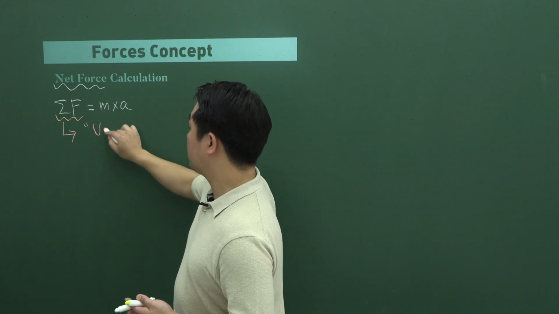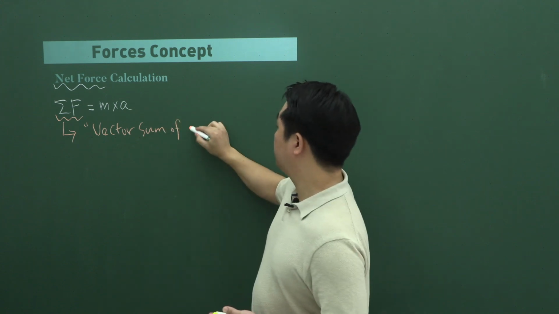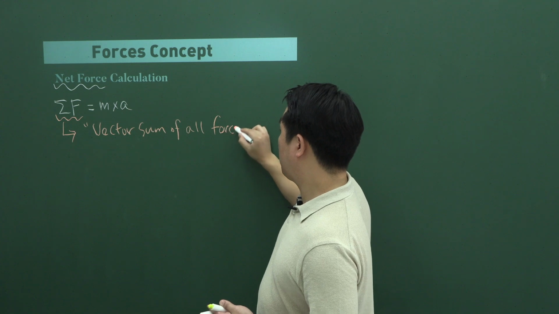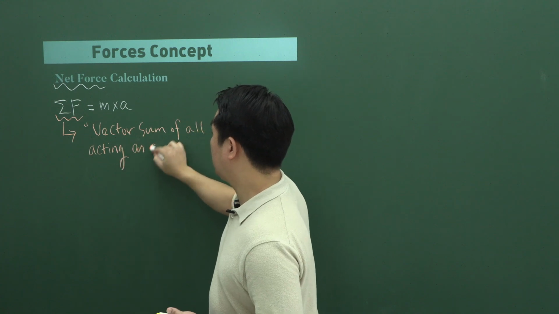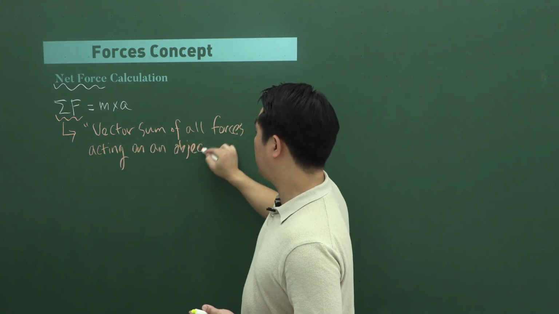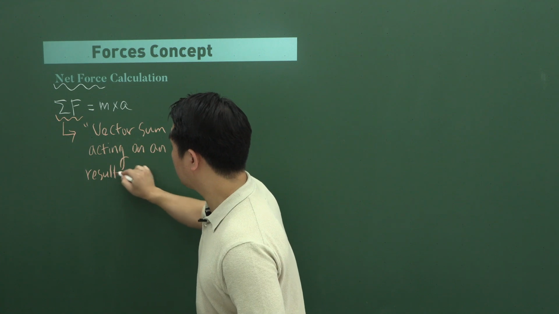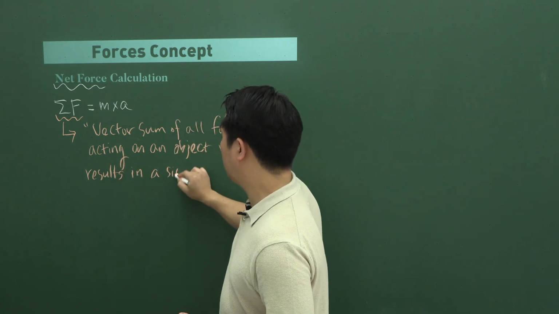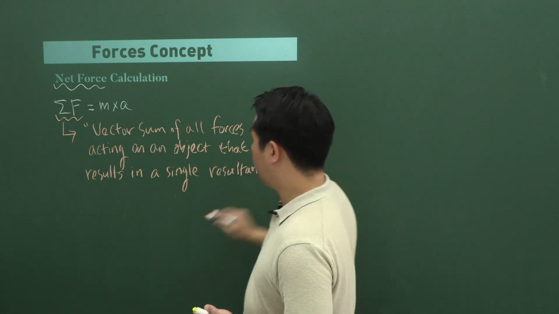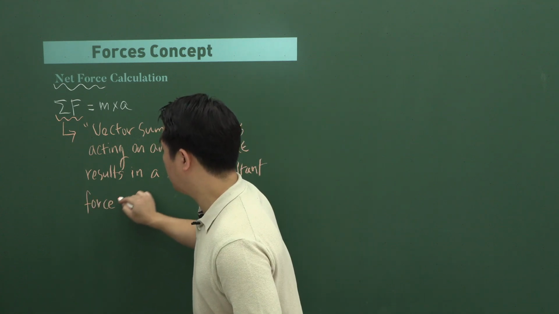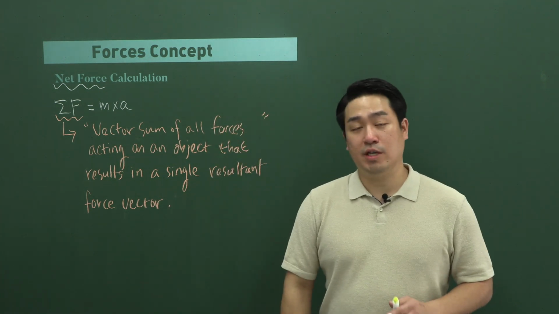Net force is the vector sum of all forces acting on an object that results in a single resultant force vector. And this is the definition of the net force acting on an object.